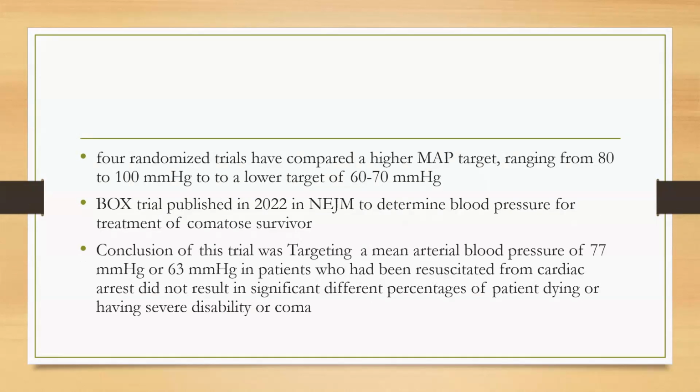Four randomized trials have compared a higher MAP target ranging from 80 to 100 to a lower target of 60 to 70 mmHg. The BOX trial, which was published in 2022 in NEJM, was to determine the blood pressure for the treatment of comatose survivors. The conclusion of this trial was that targeting a mean arterial blood pressure of 77 mmHg or 63 mmHg in patients who had been resuscitated from cardiac arrest did not result in any significant difference in the percentage of patients dying or having severe disability or coma.